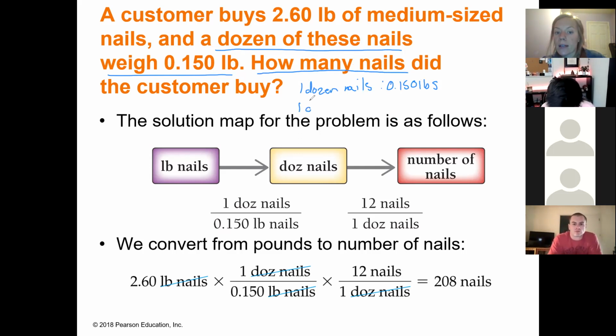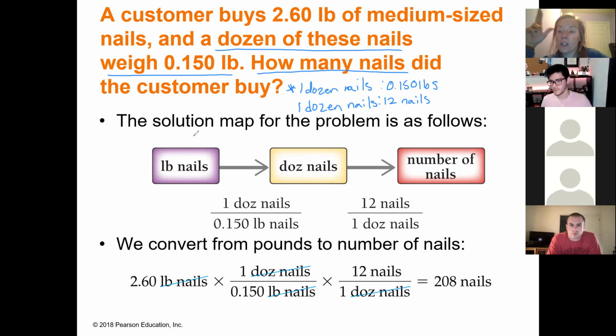So what do we know about a dozen? 1 dozen of anything is equivalent to 12 of them, right? So in this case, 1 dozen nails is equivalent to 12 nails. That is the definition of a dozen. So the first thing here is unique to the problem. Let's say instead of using medium-sized nails, we used large nails, right? That would have a different value. This second value is consistent across the board. Doesn't matter what the nails are, a dozen of the nails is going to be 12 of them.